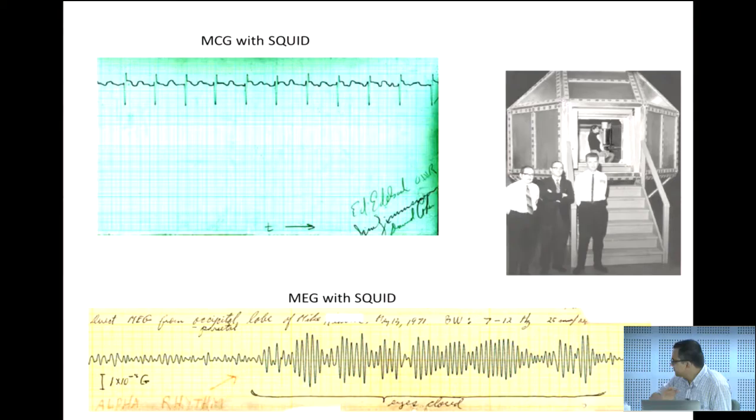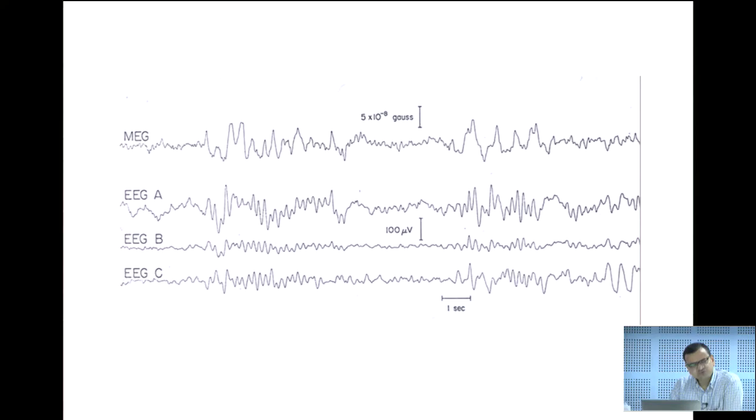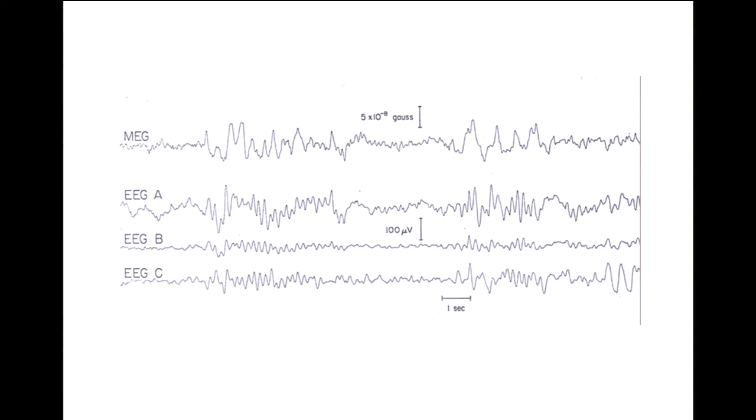Now you can see this is the MEG with the SQUID, one of the first recorded MEG. So continuous MEG, and you can see very nice oscillations there that you can usually also see with EEG. And you can see also the MCG, the magnetocardiogram, which is almost similar to the electrocardiogram. So this was quite a landmark paper published in 1972 in Science, where he demonstrated the possibility of using a SQUID to measure very small, weak magnetic signals generated in the brain. That's the picture coming from this Science paper.